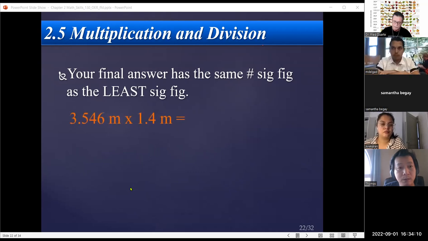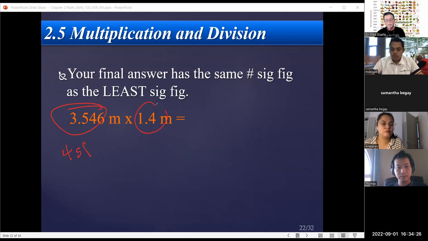Okay, let's take these two. Now, how many sig figs does 3.546 have? Okay, 4, exactly. So we got 4 sig figs. All right, now how many does 1.4 have? Exactly, 2 sig figs. Okay, since we are multiplying here, our answer should have no more than 2 sig figs.